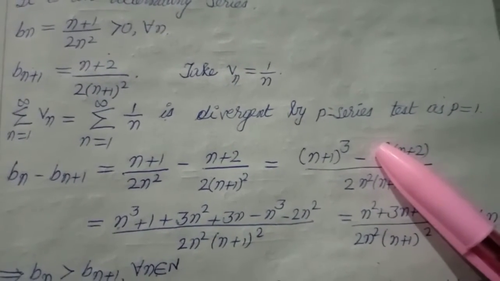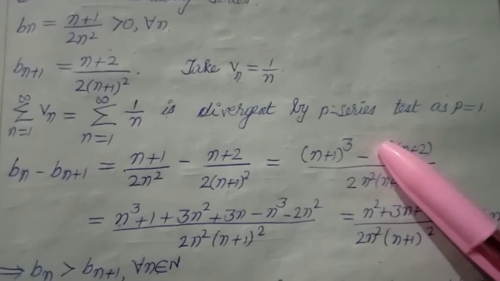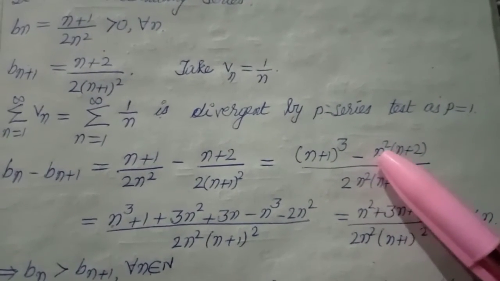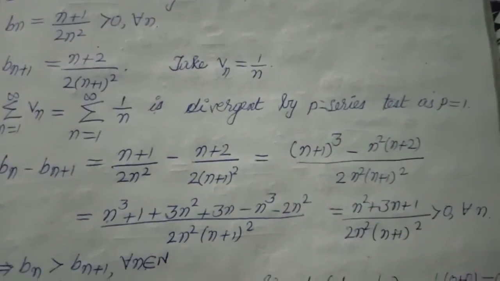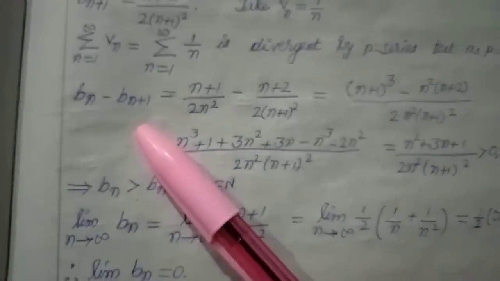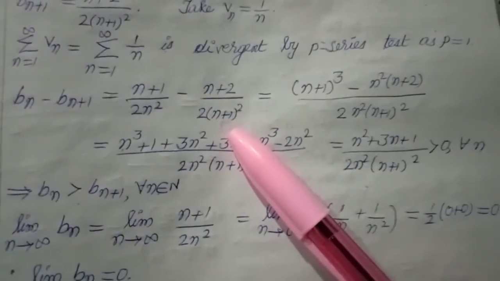Now what is a P series test? Sigma 1 by n power P has two conditions. If P is greater than 1, we say it is convergent. If P is less than or equal to 1, we say it is divergent. This we have already studied. Now let me find bn minus bn plus 1. This is bn value. This is bn plus 1 value.